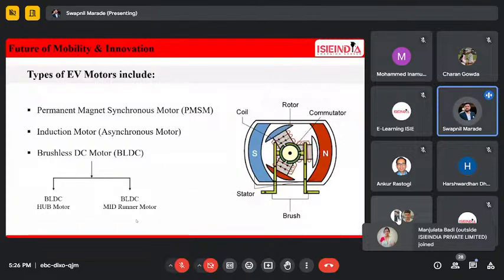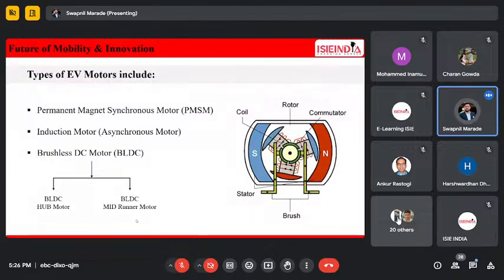As we all know, the construction of an electric motor has a coil, rotor, commutator, stator, and brushes, which are connected with the commutator, and the commutator is connected with the coil and generates the EMF, electromagnetic force, with the help of a permanent magnet, right?